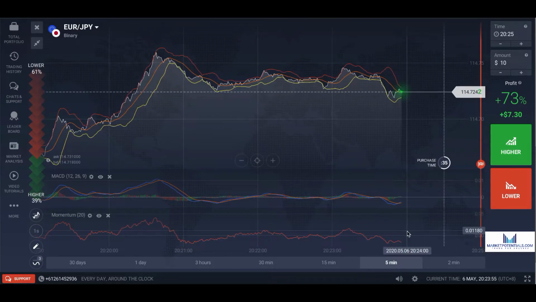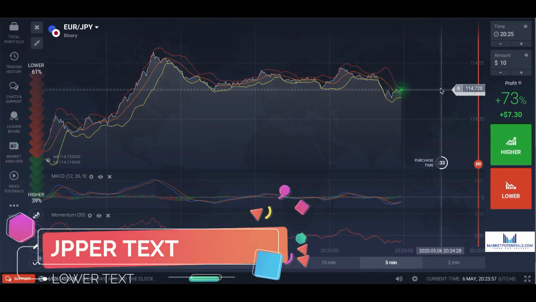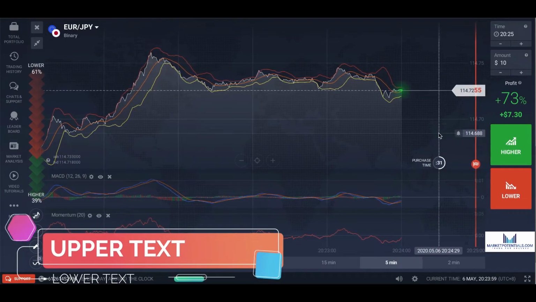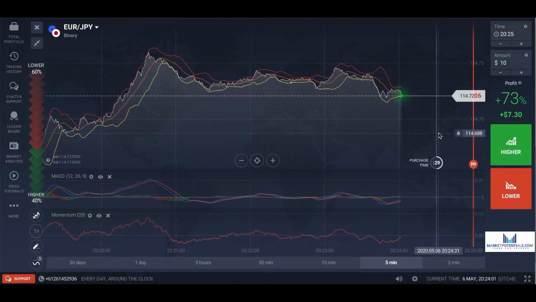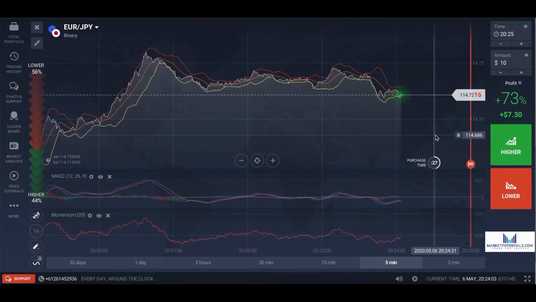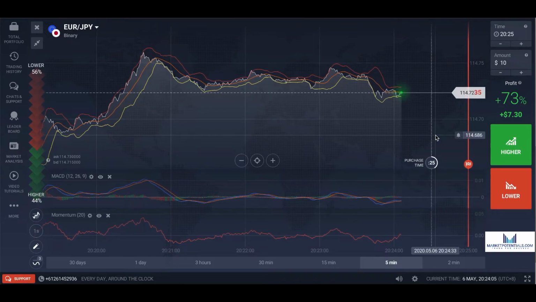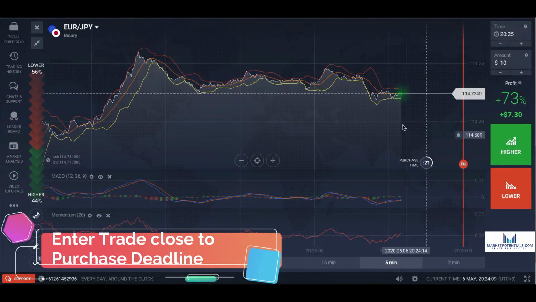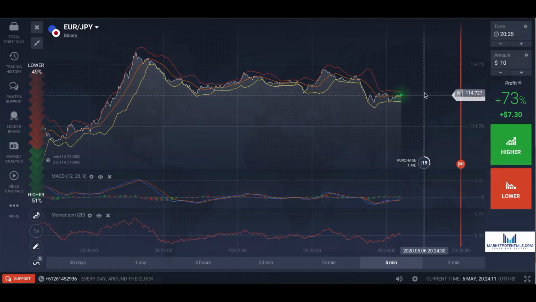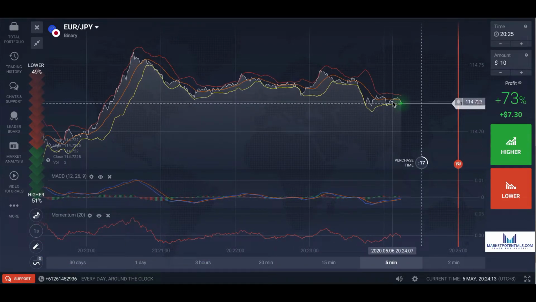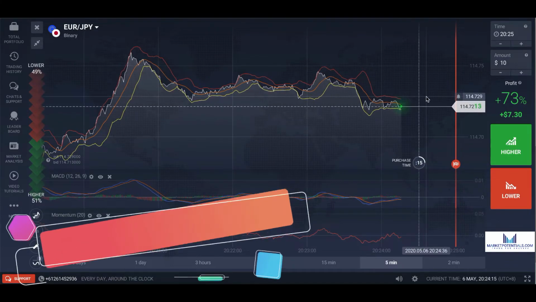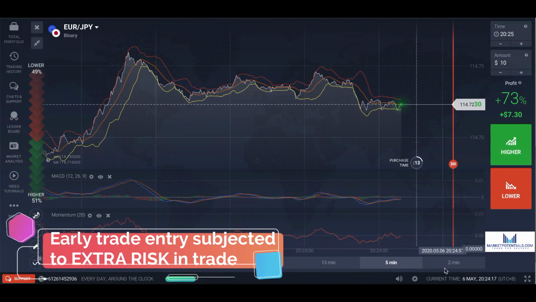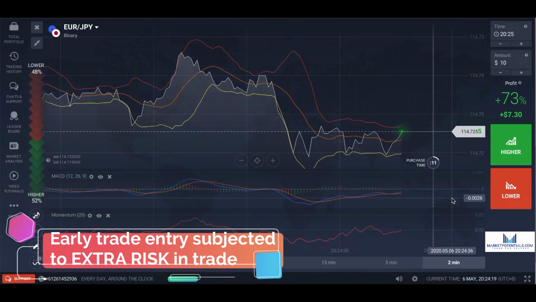One of the key things you want to keep in mind is to trade very close, or as close as possible, to the purchase deadline, typically 5 seconds or less to the purchase time. Why do I do this? Because I can go ahead and enter a trade right now, and the system is going to accept it, but that would mean I'm taking all this extra time of risk before the trade actually starts, which is silly if you ask me, because things can change by then. So why would you do that?